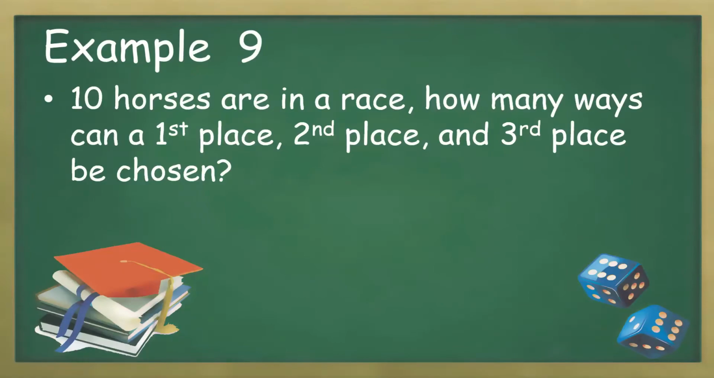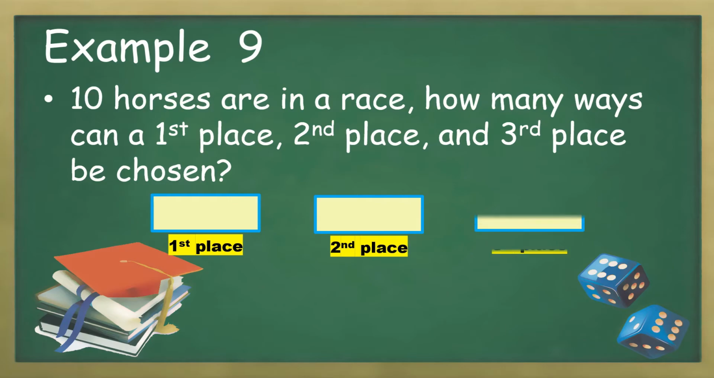10 horses are in a race. How many ways can a first place, second place, and third place be chosen? Again, you have to identify your selections or your events. So the first selection will be the selection for the first place, selection for the second place, and selection for the third place. After this, you have to identify your choices per selection. So for the first place, you can choose among the 10 horses. So you will have 10.